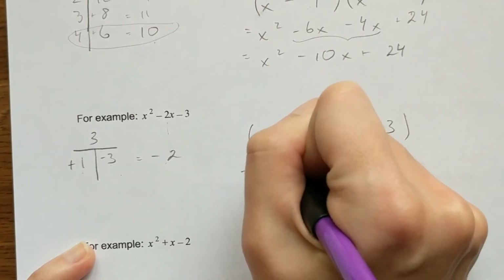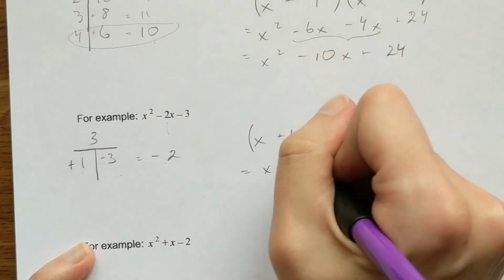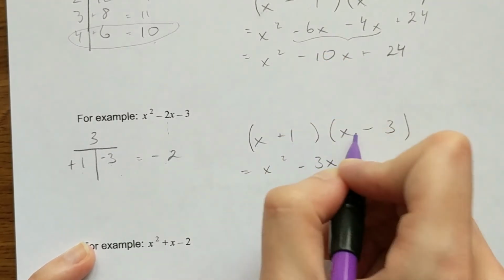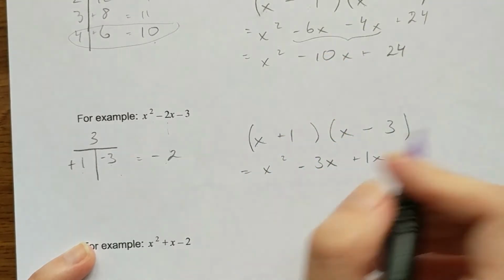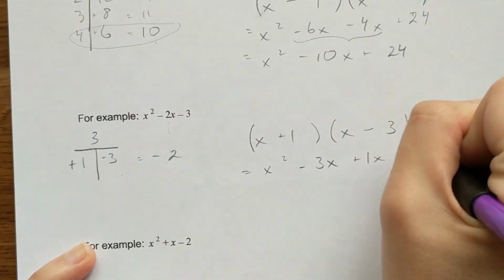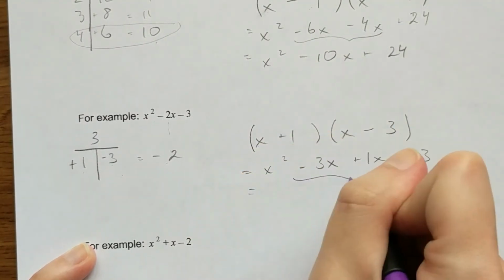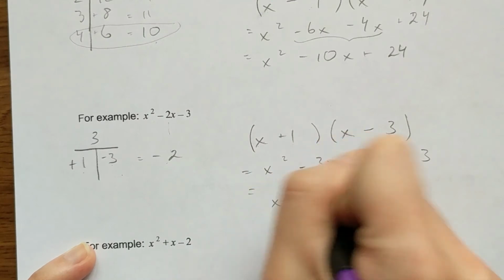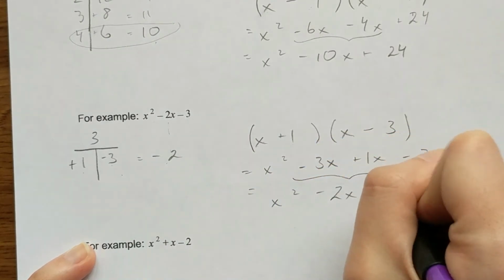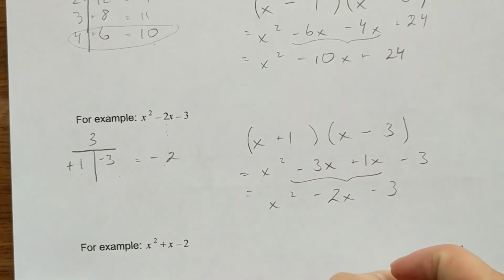X times x is x squared. X times negative 3 is negative 3x. 1 times x is positive 1x. 1 times negative 3 is negative 3. I collect like terms in the middle. That gives me x squared minus 2x minus 3. Okay, and there you have it.